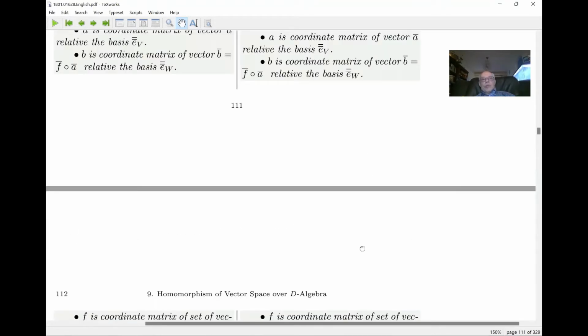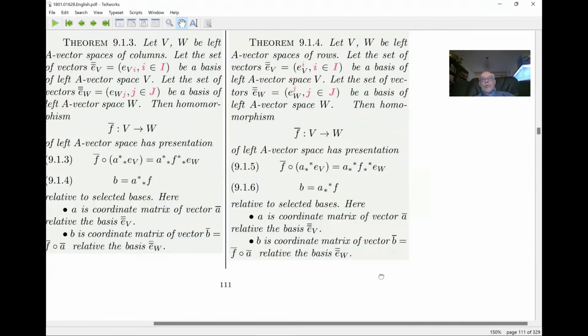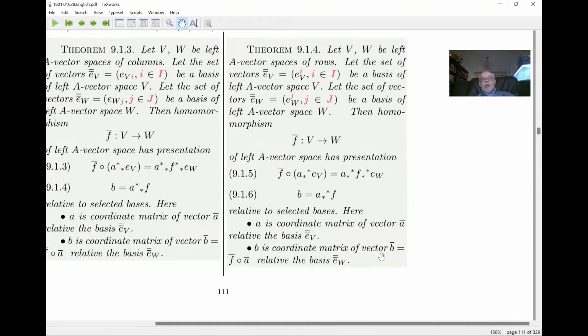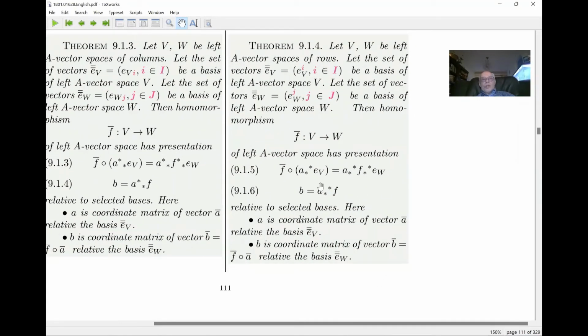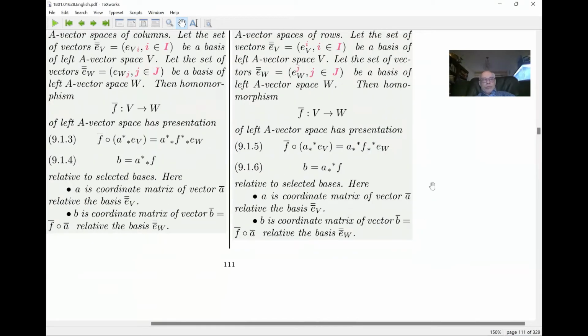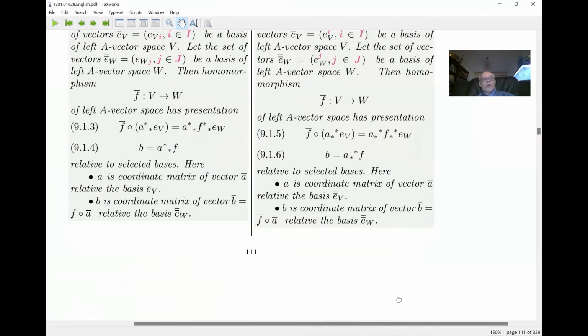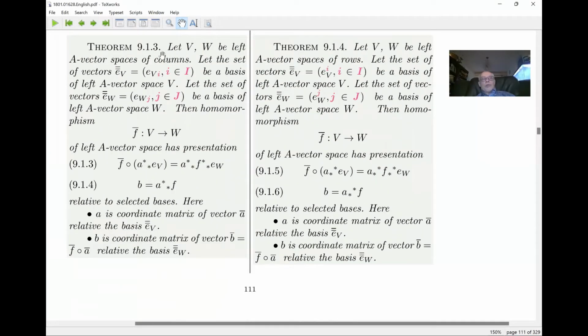Similar statement is true for left A vector space of rows. The difference is only that instead of equality 1.3, we have equality 1.5, and instead of equality 1.4, we have equality 1.6. This is because we have different presentation of the vector. We consider the proof of theorem 1.3.